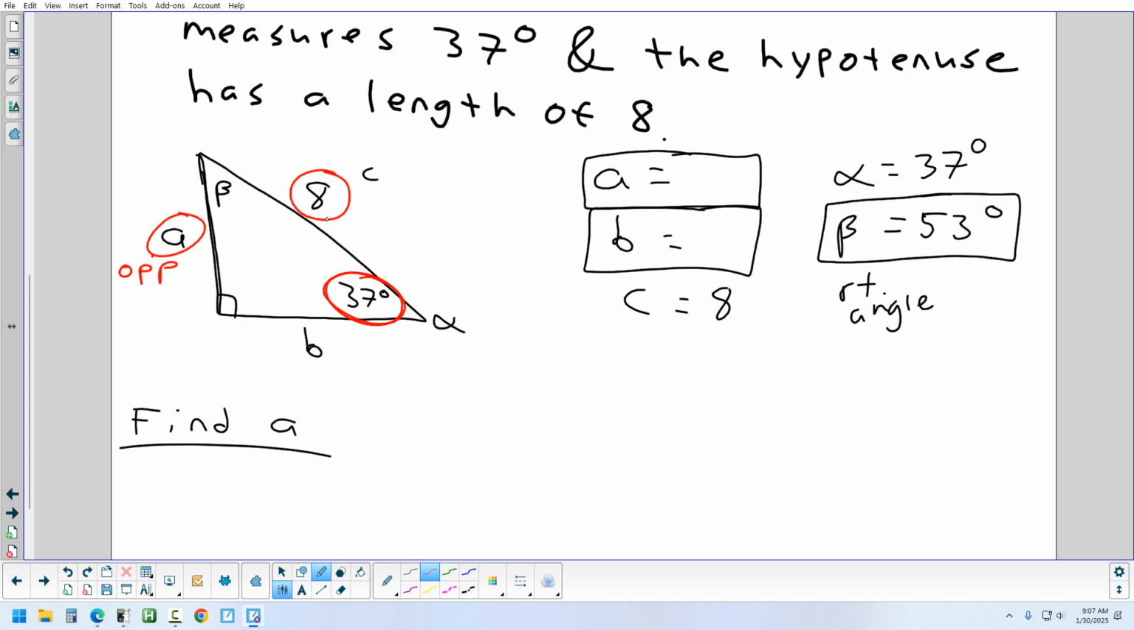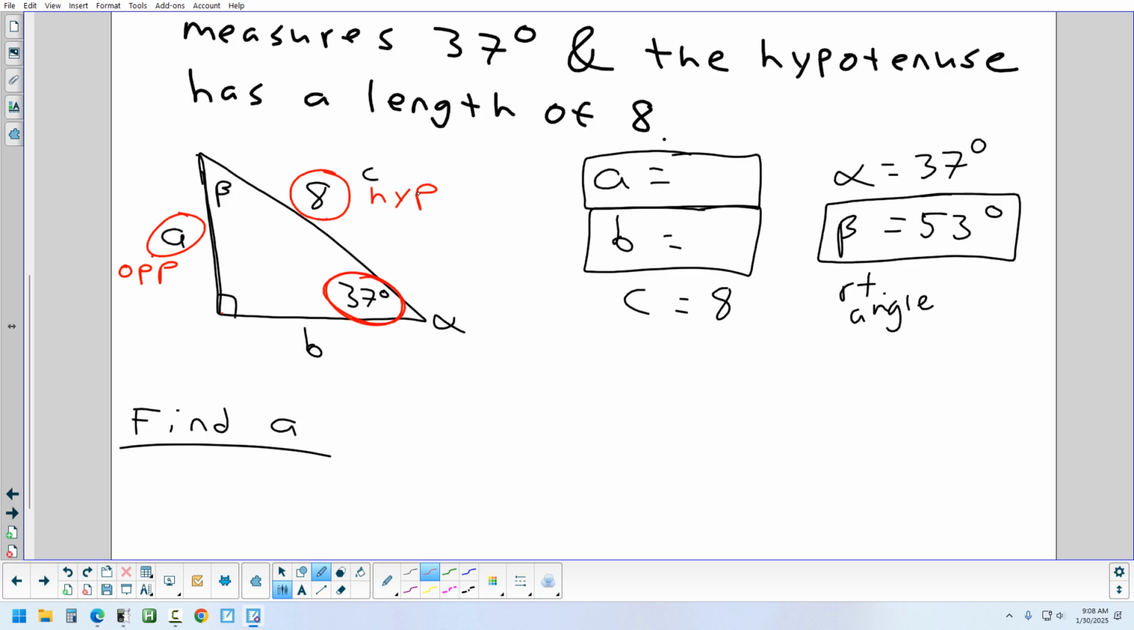No, B is adjacent. Because the 8 is across from what? What angle is 8 across from? No, B is across from beta. The 8 is across from the 90. So what side is the 8? Hypotenuse. Yeah. So we know the hypotenuse. We want to find the opposite.